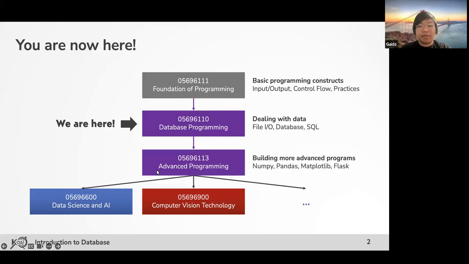Also, while you're running a program, the data stored in the program's variables is going to be gone once you close your computer or once your program stops. And sometimes you don't want that, especially for a long running process.